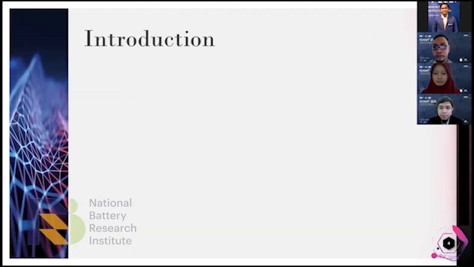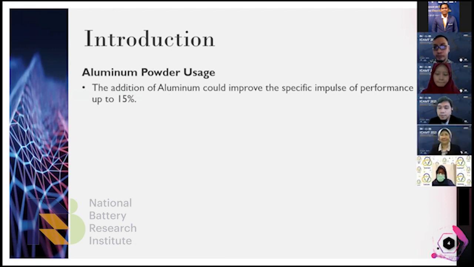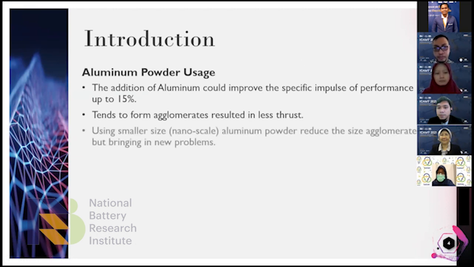Then let's continue to the introduction. The first is the use of aluminum powder in the industry of propellant, explosives and pyrotechnics. The addition of aluminum will improve the specific impulse performance by up to 15%, but it tends to form agglomerates, which results in a decrease in thrust.